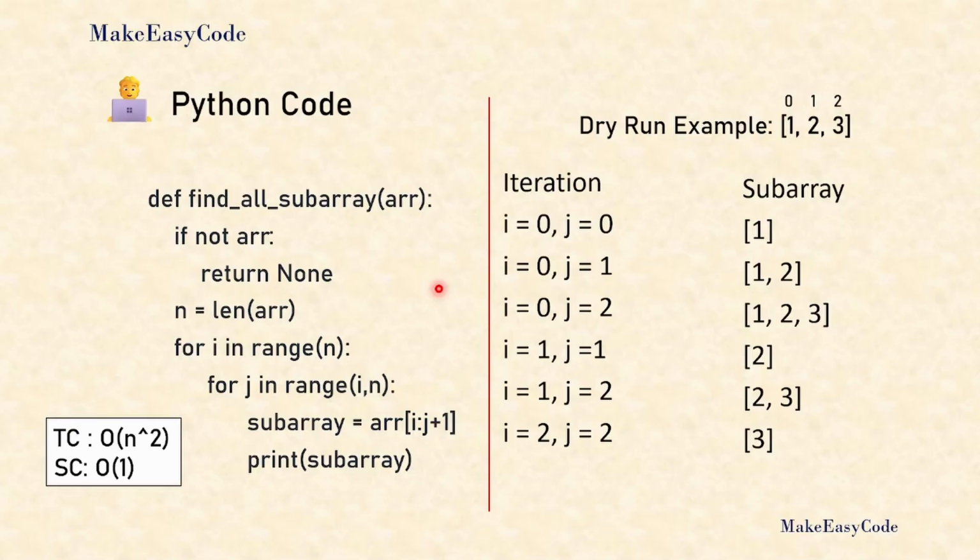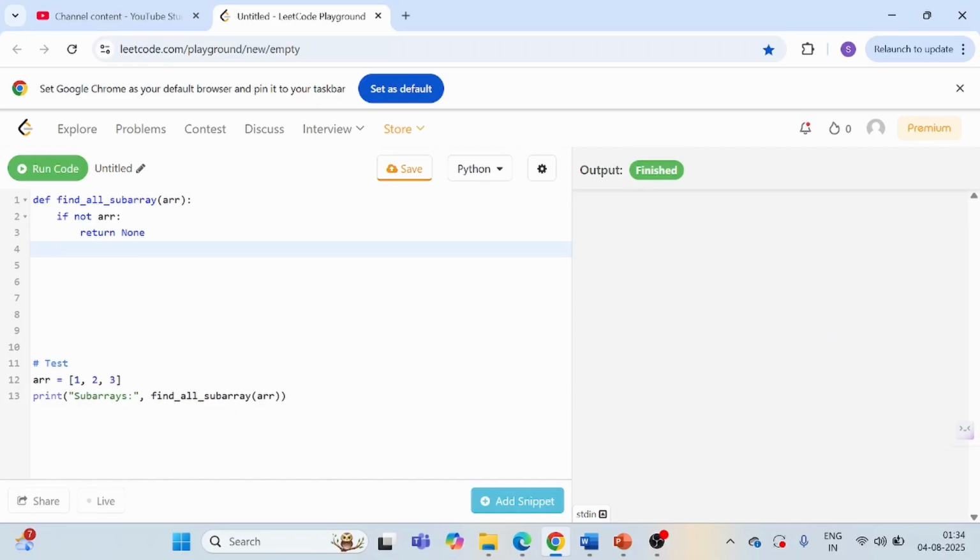Now we'll run this code in LeetCode, and we'll check whether we're getting the expected output or not. So let's go to LeetCode. Here in LeetCode, I will write the code again and we'll check whether we're getting the expected output.